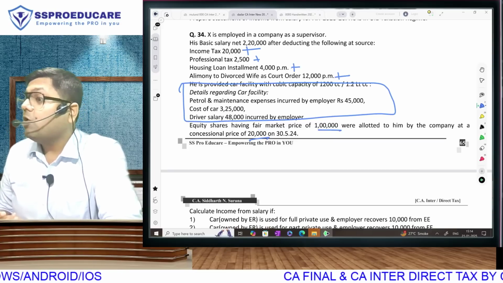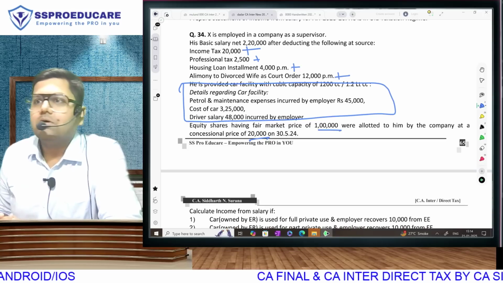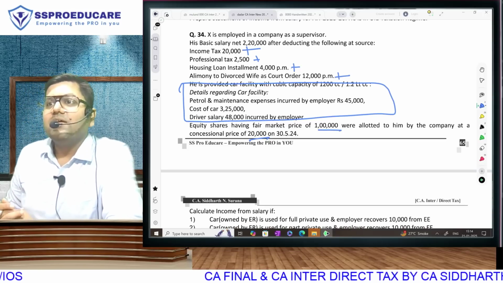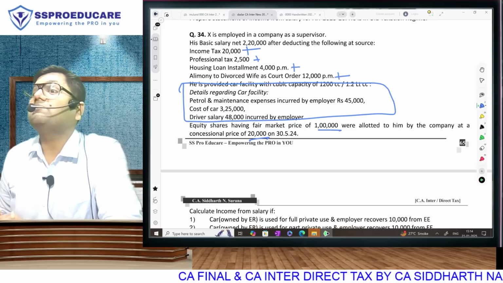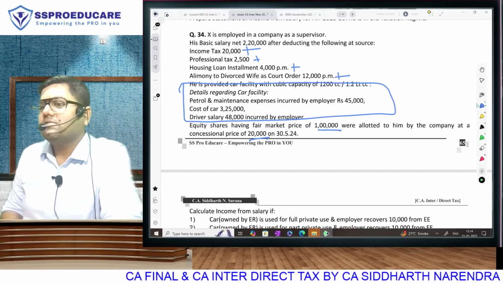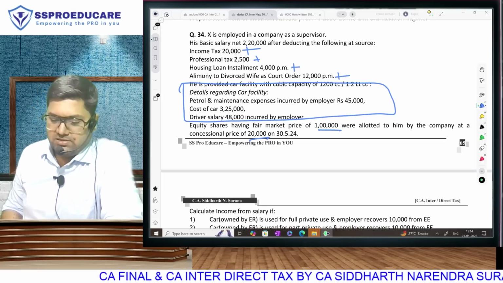Worth how much? 1 lakh. Wrong. Because 20 you are paying, no? So benefit is worth 80. So we will add in your taxable salary 80,000. Value of the asset minus amount recovered. Understood? So yes, that is there.